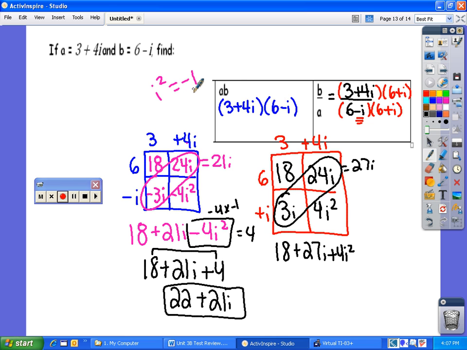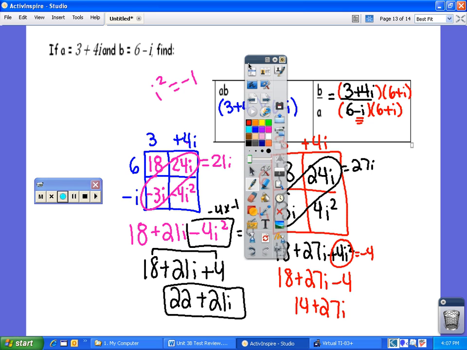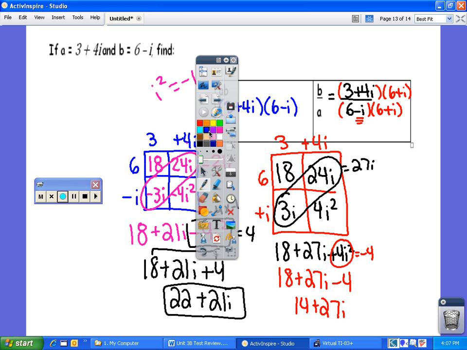Remember, i squared is negative 1. So this whole thing here has to equal negative 4. Combine your like terms and you get 14 plus 27i. That is just for the numerator. So now you need another box for the denominator.